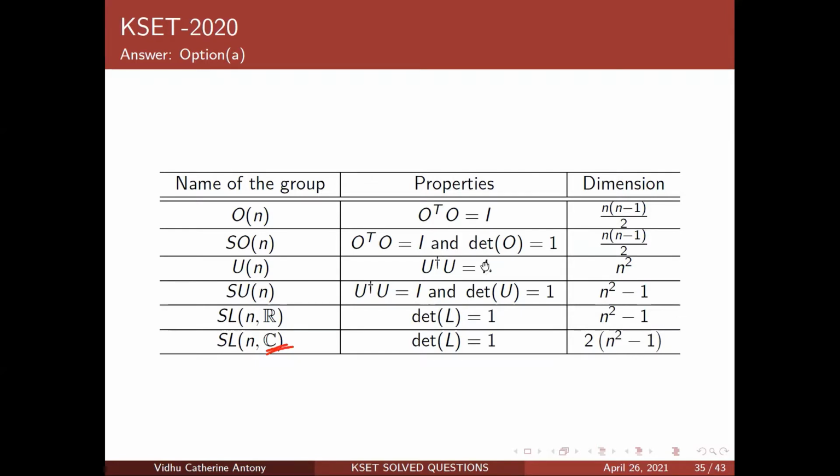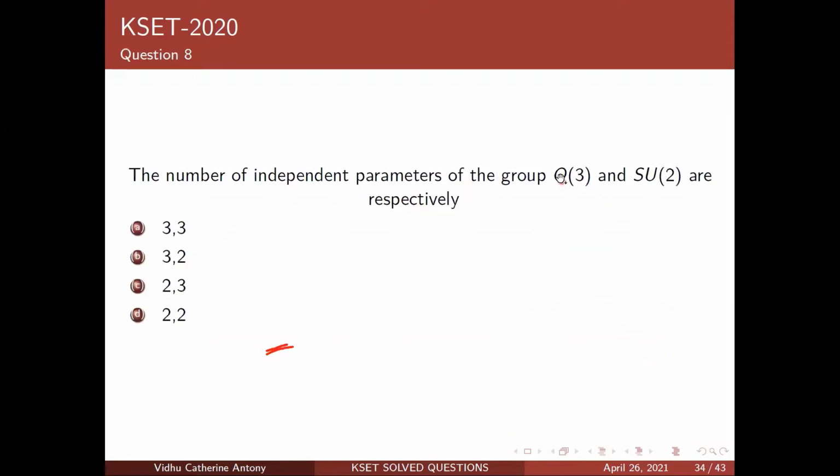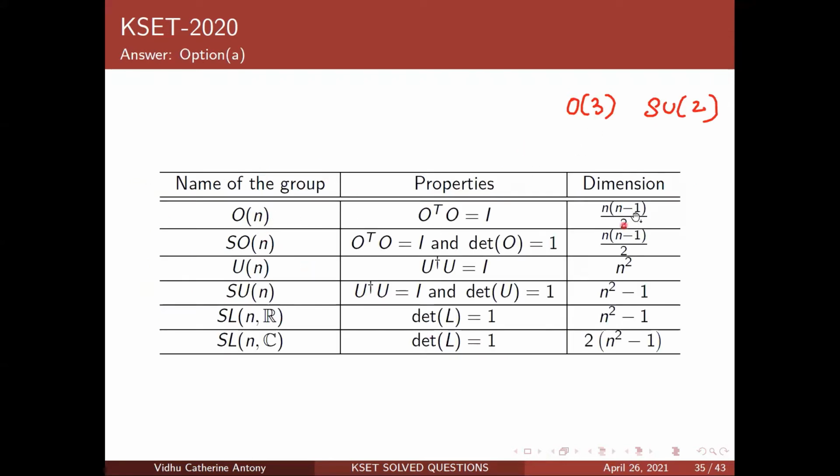What is asked in the question? It's asked to calculate O3 and SU2. You need to calculate O3 and you need to calculate SU2. Let's look at this. What is O3? O3 is basically n into n minus 1 divided by 2, right? So that's going to be 3 into 3 minus 1, that is 2, divided by 2. Cancel this off. What is SU2? This is n squared minus 1. So that's 2 squared minus 1, which is going to give you a 3 again.